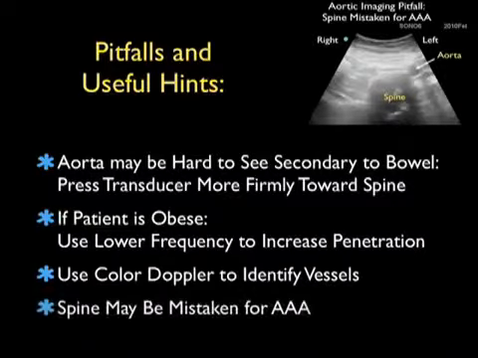Using color Doppler can help us to identify vessels, and be careful because there are times where the spine may look like a AAA. But again, close attention to the spine and the location of vascular structures anteriorly will clear that up.